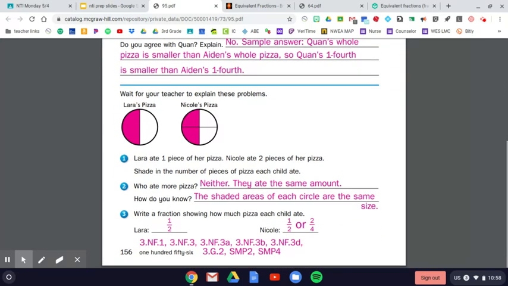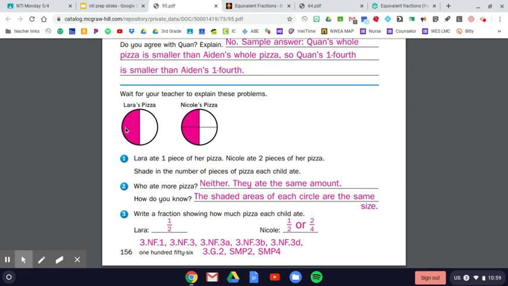But if we go down here, we have two more pizzas. Here's Laura's pizza, and here's Nicole's pizza. Laura ate one piece of her pizza. Nicole ate two pieces of her pizza. And it says to shade them in, so here they are in pink. And the question here is, well, did someone eat more pizza? Who ate more pizza? Neither girl ate more pizza. They had the same amount. We know this because the shaded area, the pink, is the same size on both circles.